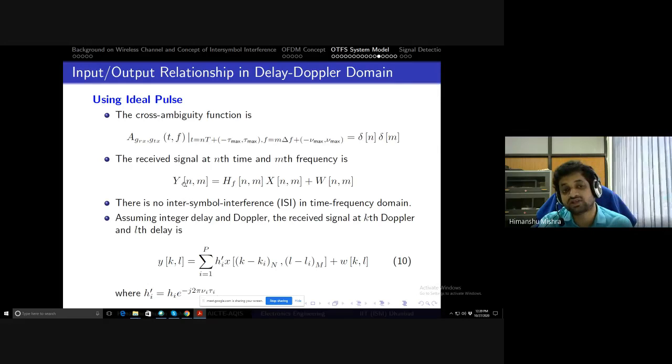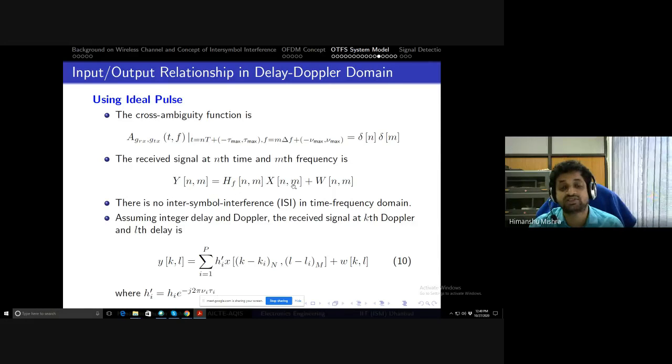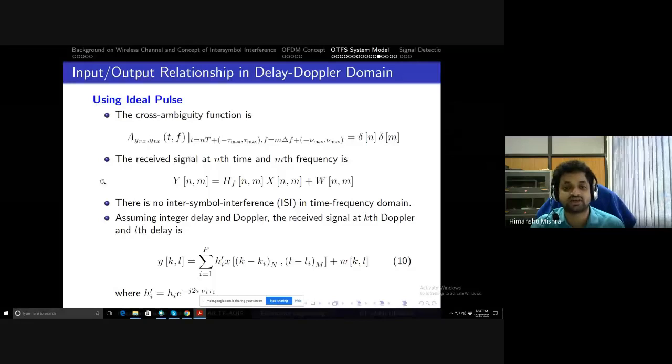You have considered a time varying channel, represented it as a delay Doppler channel, and using the ideal pulse I get this nice equation Y[n,m] equals H[n,m] X[n,m]. It is not affected by any inter symbol interference. This is also a similar equation to OFDM, which is one dimensional: Y[k] equals H[k] X[k] plus noise. That is interesting. That is why it is called orthogonal time frequency domain, but I have considered a time varying channel. You will not get this relationship using OFDM with a time varying channel. I got it using the ideal pulse.